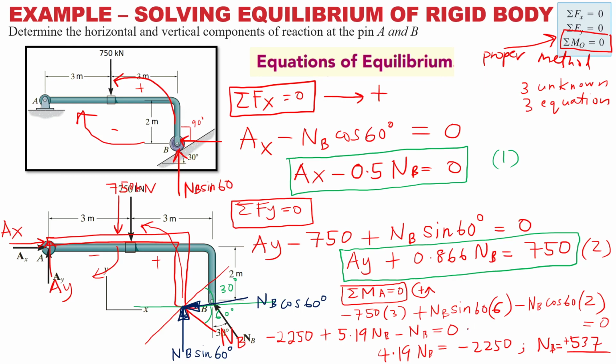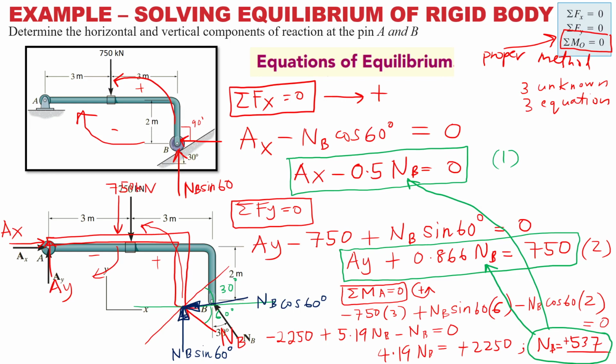So make sure your calculations are not as messy as mine. I have a very small space to write. You should write properly, right? This one becomes a positive 2250, and we get 537. Okay, if you get 537, now is the time for you to substitute. This is your value. Where do you substitute? Substitute here, NB, and then we get AY. After that, substitute here, NB. Then we get AX.